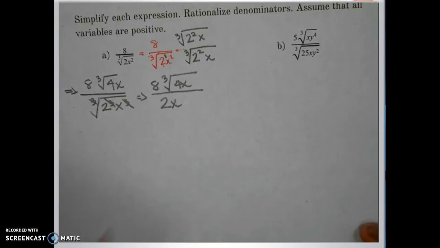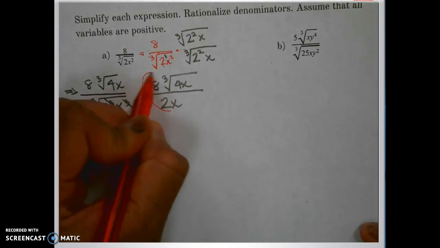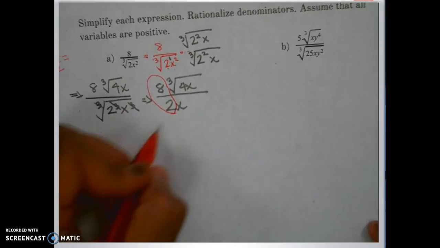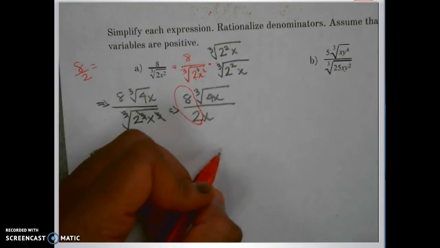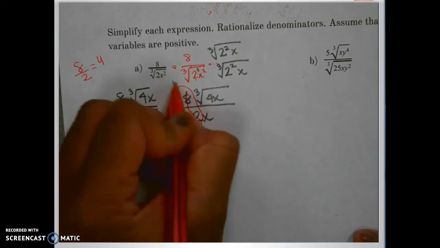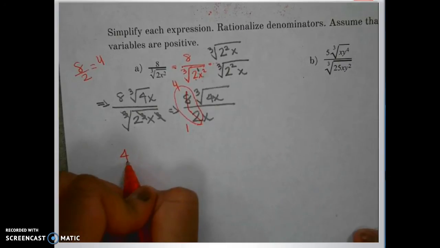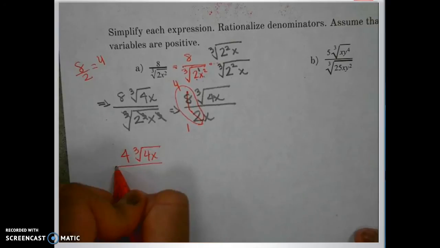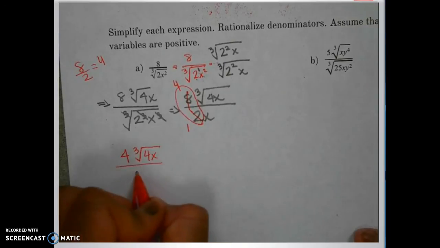Why? Well, because both of these are on the outside, and if you had 8 over 2, you would reduce that. 8 over 2, you would reduce that to 4, because 2 goes into 2 one time, 2 goes into 8 4 times. So I have 4 times the cubed root of 4x divided by, now this 2 is gone, so it's just x.